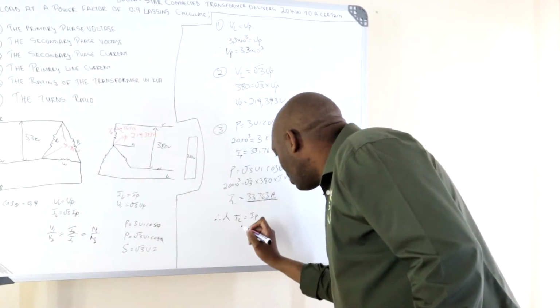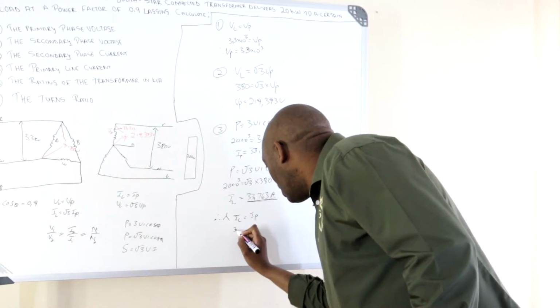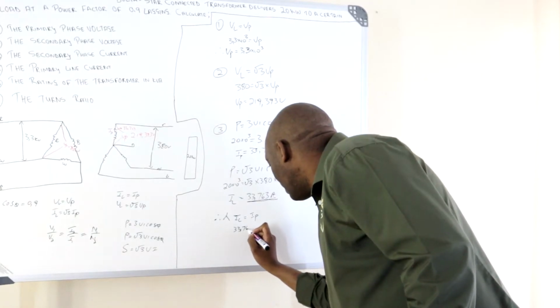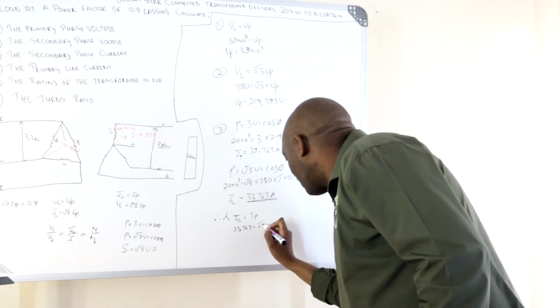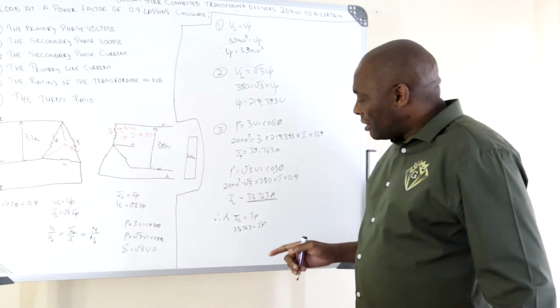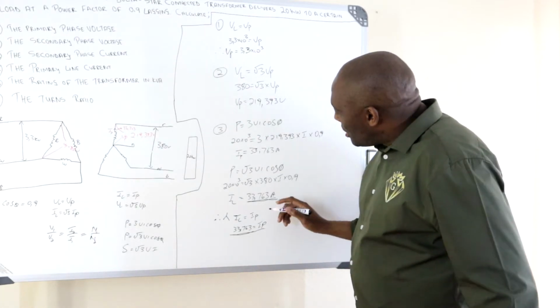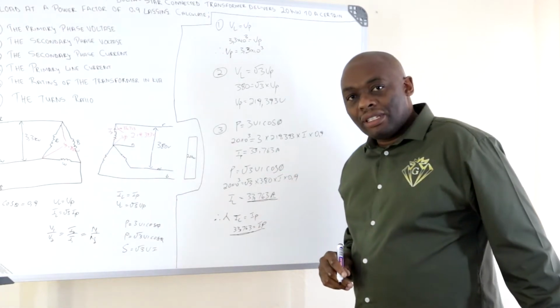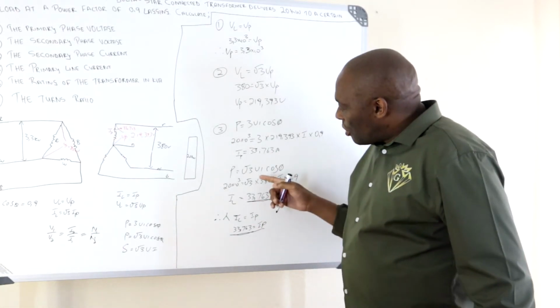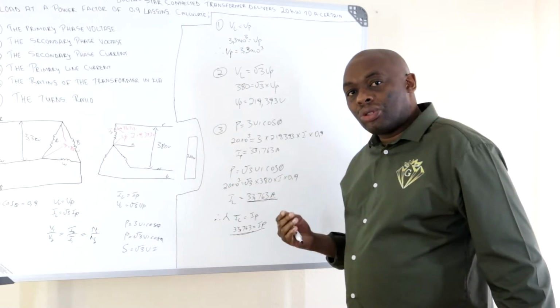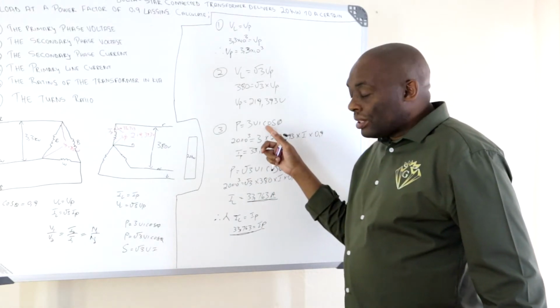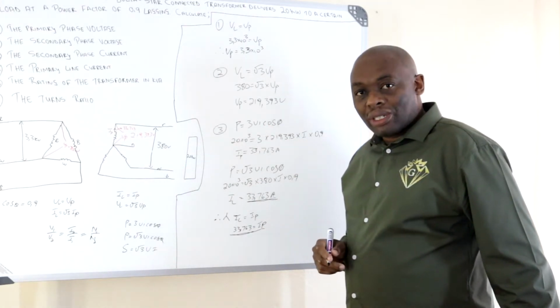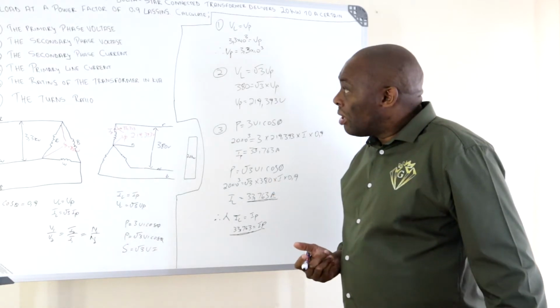And then you substitute the value of IL, which is 33,763. That's your I phase. This is where we then compare this formula and this formula, that our I phase is the same value. So when you are using this one, you use your line quantities. When you are using this one, you use your phase quantities. I hope that is clear with you.